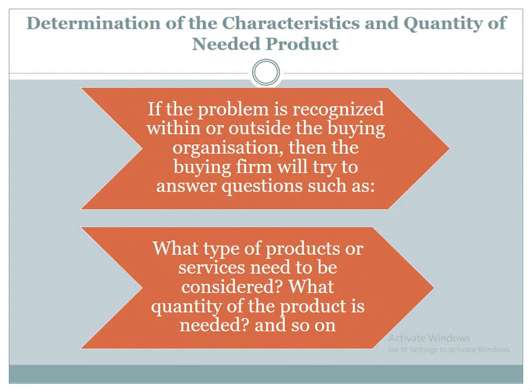Next is determination of the characteristics and quantity of the needed product. If the need is recognized within or outside the buying organization, then the buying firm will try to answer questions such as what type of product or services need to be considered, what quantity of the product is needed, and so on. For technical products, the technical departments, that is quality control, research and development, production or industrial engineering, will suggest general solutions for the needed product.